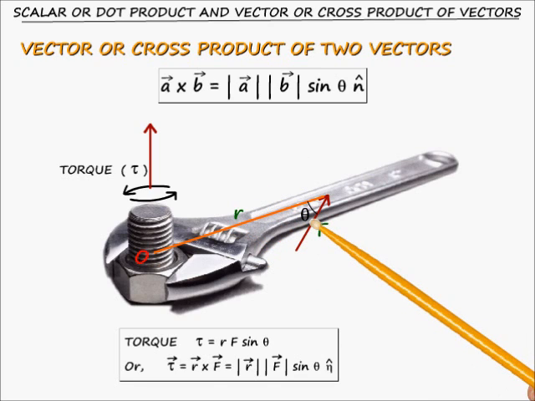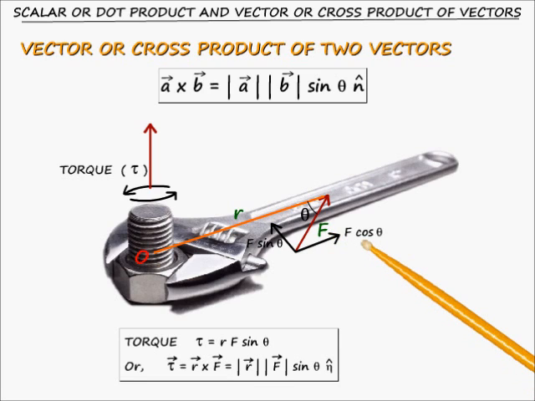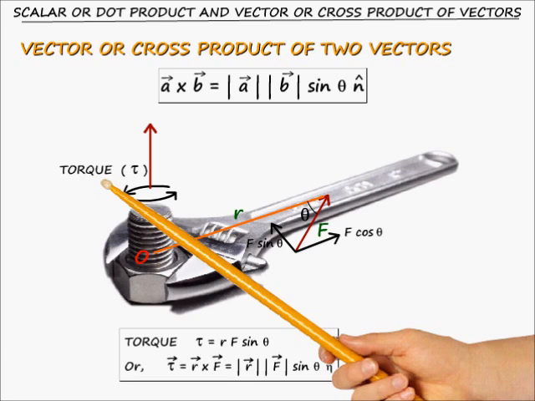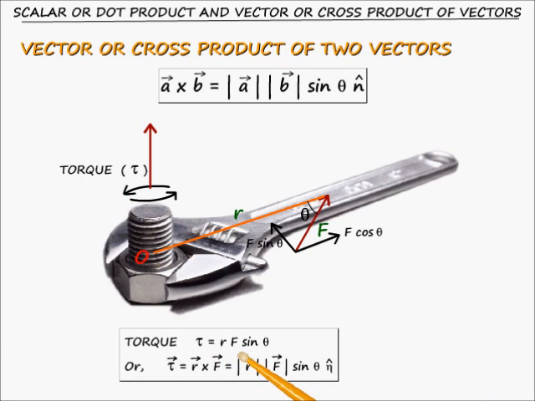The torque will also depend on the magnitude of force. It is obvious that not all of the force F is responsible for the torque generated. Just like the dot product example, we will resolve the force into two components. Here the component along the moment arm is F cos theta, which does not contribute anything to the torque. This is quite obvious because whatever force we give in this direction, the nut will not rotate. In fact, this component will pull the wrench out of the nut. The force perpendicular to the moment arm, F sine theta, is fully responsible for the torque generated. So the magnitude of torque tau is equal to r into F into sine theta.